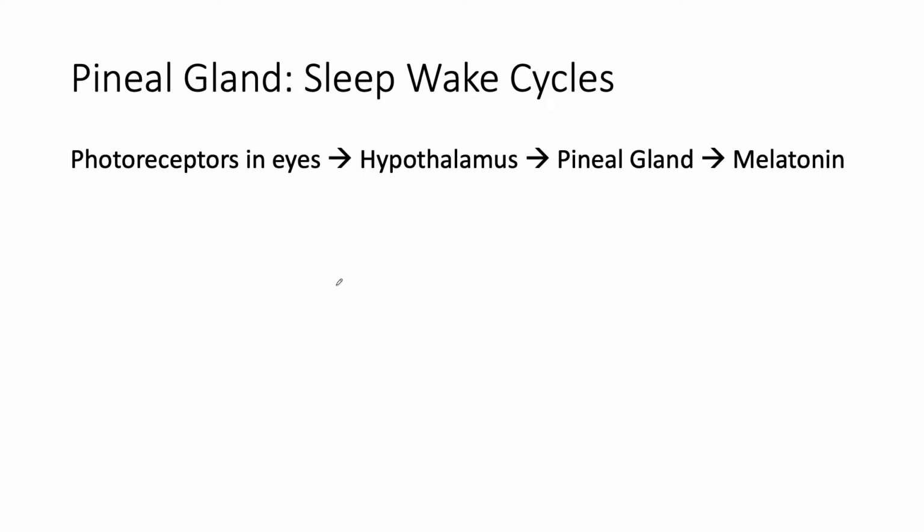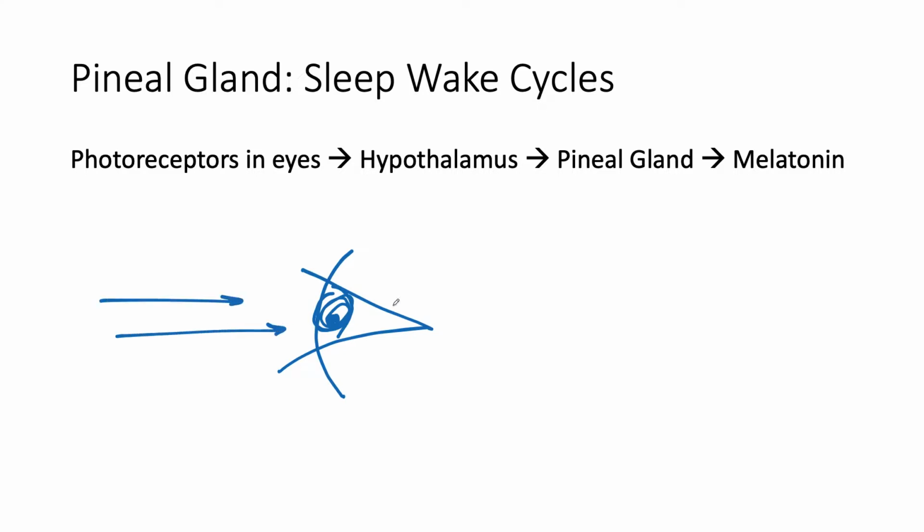So we have photoreceptors in the eyes. I know it's not great. So here's the light coming in, and it stimulates photoreceptors in the eye. When the light starts to go down, as the sun is setting, it serves as a stimulus to the hypothalamus. And the hypothalamus tells the pineal gland to secrete a hormone called melatonin. And melatonin makes us sleepy. So the reason that you feel so sleepy in the winter is because it gets dark so early.